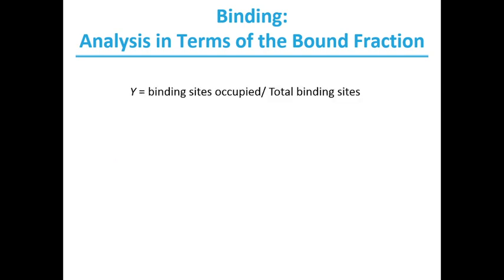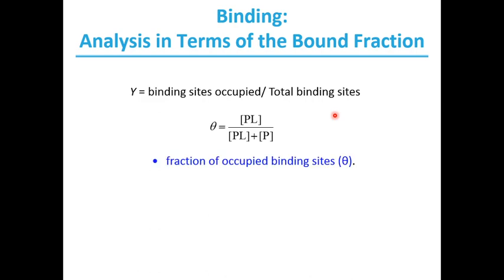We can now consider the binding equilibrium from the standpoint of the fraction Y, that is, the ligand binding sites on protein that are occupied by a ligand. Y is equal to binding sites occupied divided by total binding sites. That is given by the term theta, which is equal to PL divided by PL plus P, and theta is the fraction of occupied binding sites. So how did we arrive at this equation?